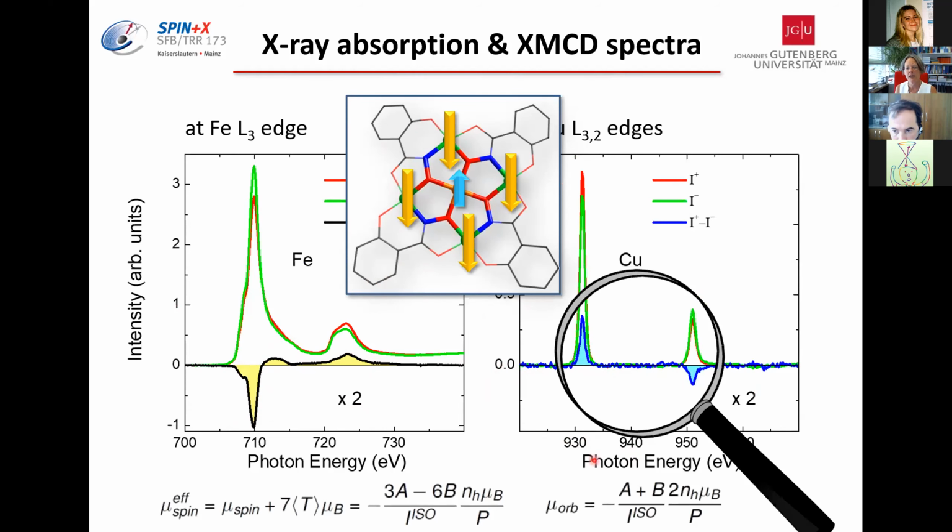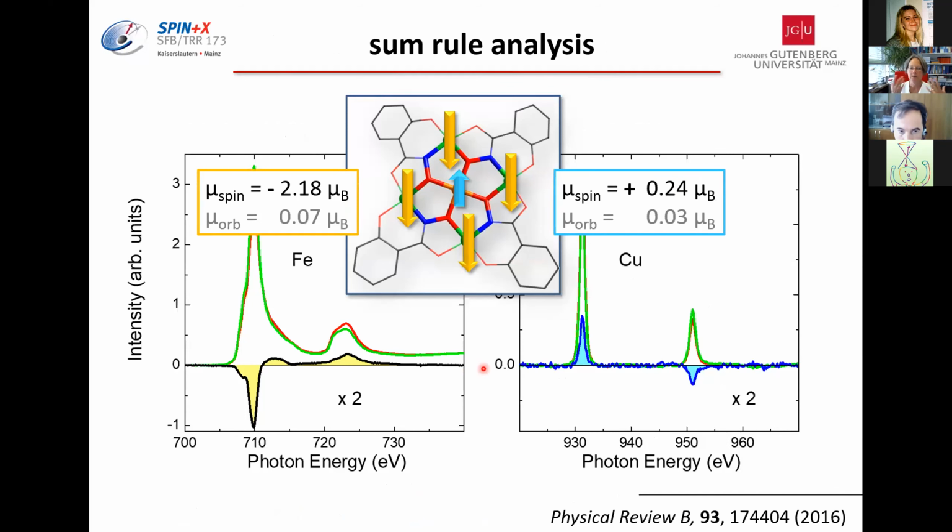This is nice. And by applying the same sum rule analysis I showed you before, we can get the numbers for the magnetic moment. These are relative numbers, and all I would like to show you is that we understand it nicely. We have a certain amount for the central copper ion, and a certain proportion of the spin moments for the iron 3 in the periphery. Of course, we have a very low orbital momentum, as we expect. So this is not a single molecule magnet, as you can imagine.